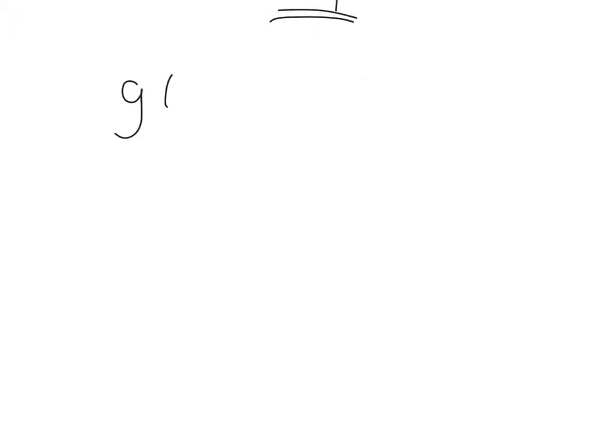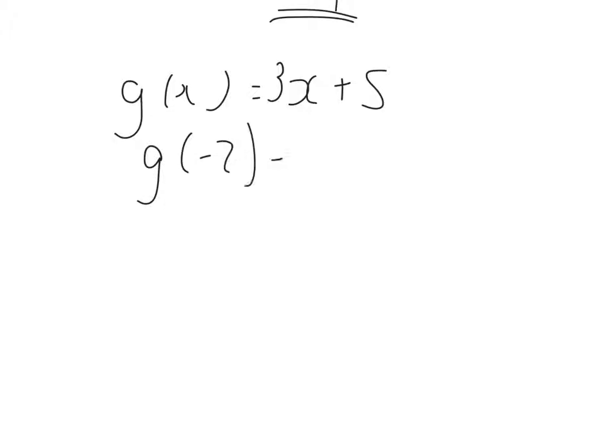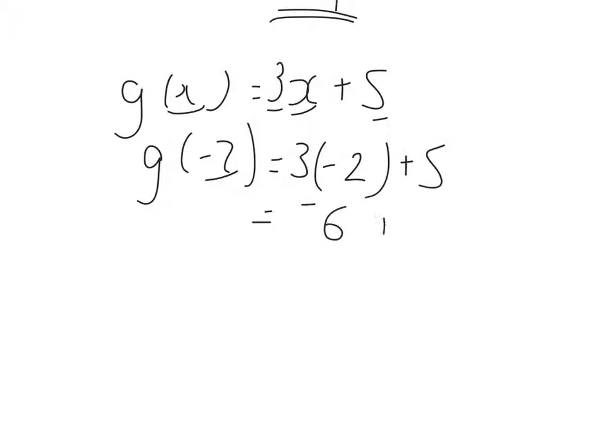Okay, g of x equals 3x plus 5, g of minus 2. So the g function is whatever's in the bracket, write it down, times it by 3, add on 5. 3 times minus 2 is minus 6, minus 6 plus 5 is minus 1.